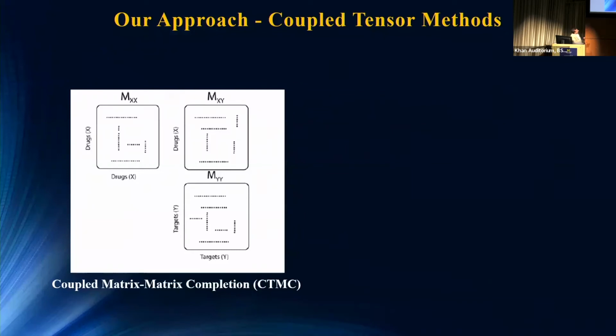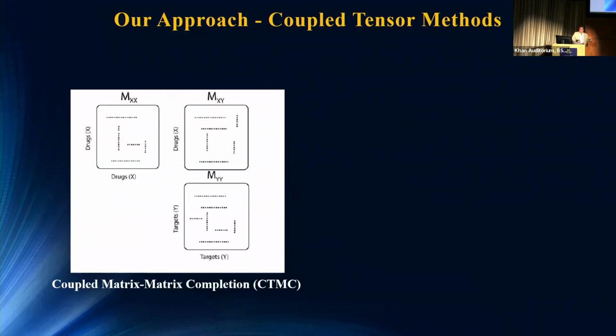The first thing that we did, we created an algebraic method that completes this matrix, but uses this information with the other two matrices. We call it coupled matrix completion. And I'll show you some of the results on that.